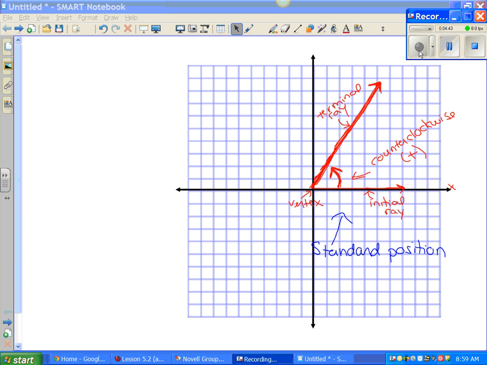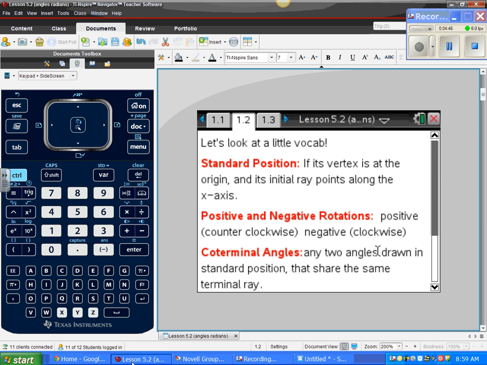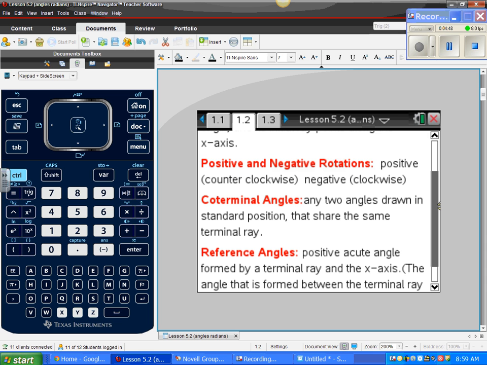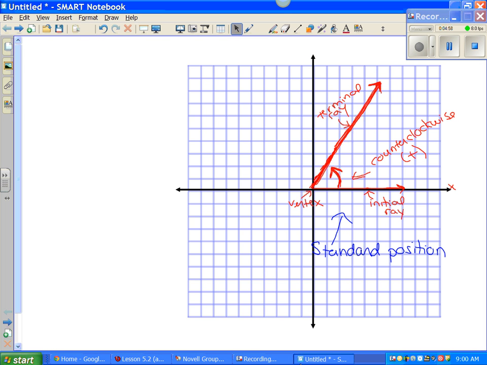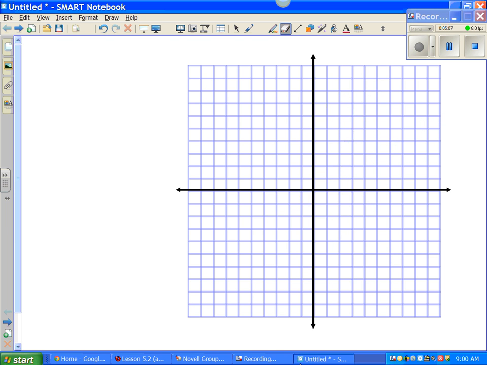Okay, so we talked about standard position. We talked about positive and negative rotations and which way they go, right? Co-terminal angles. Co-terminal angles are very important. Okay, we'll talk about how we find coterminal angles a little bit later on, but you need to see what a coterminal angle is. All right, I'm going to erase all this stuff. It's just messy. All right, so let's say I have an angle in standard position.